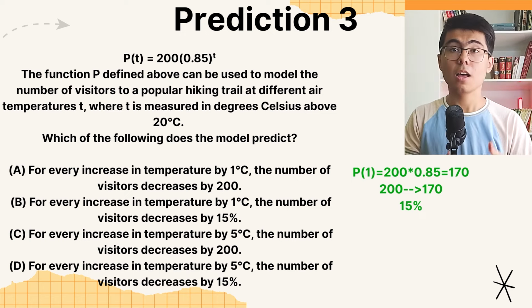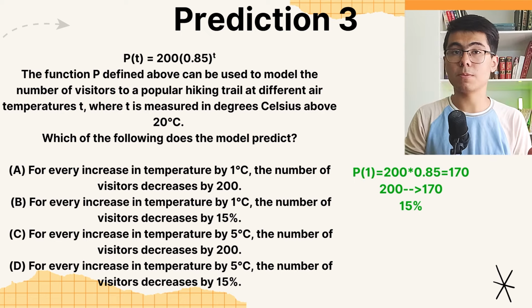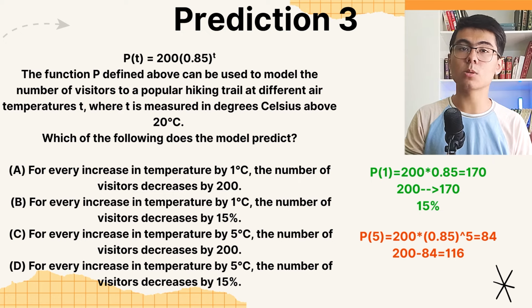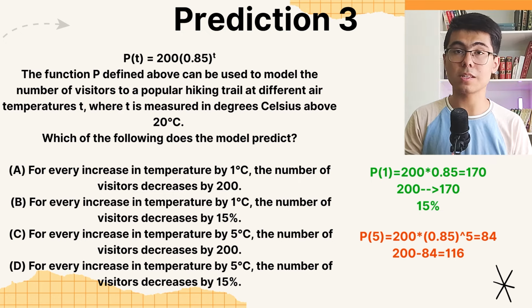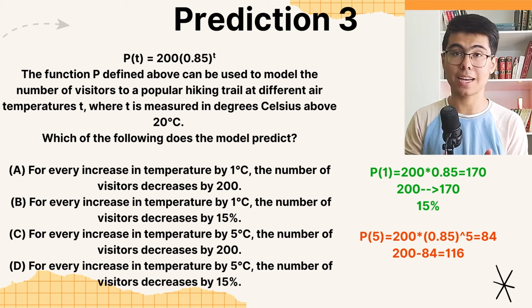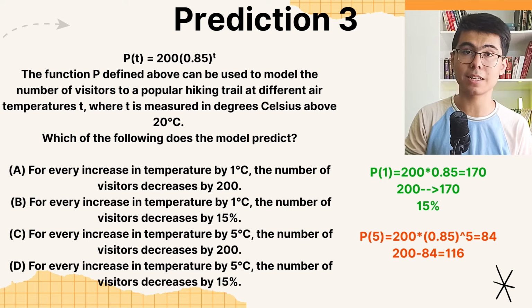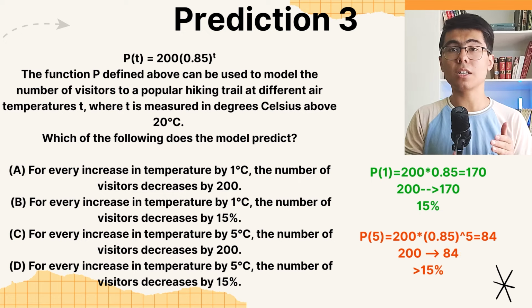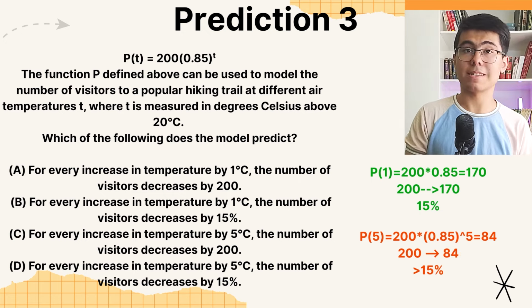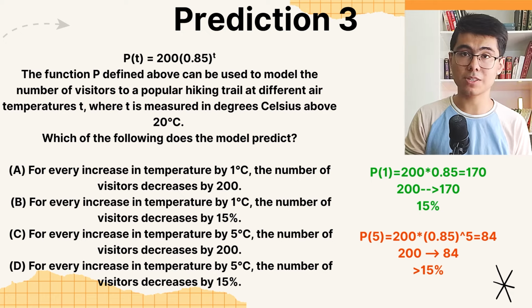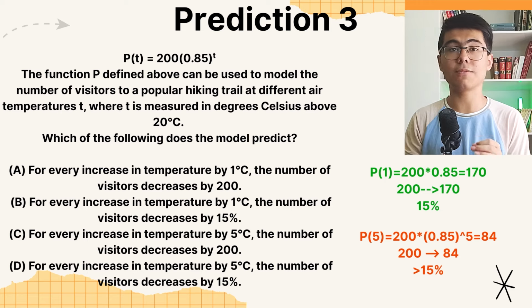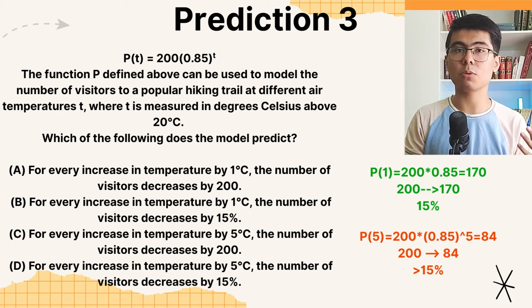Option C says for every increase in temperatures by 5 degrees, the number of visitors decreases by 200. P of 5 equals 200 multiplied by 0.85 to the power of 5, which kind of equals 84. So the decrease is 200 minus 84, which equals 116, not 200. So that's wrong. Option D says for every increase in temperature by 5 degrees, the number of visitors decreases by 15%. But P of 5 equals 200 multiplied by 0.85 to the power of 5, which sort of equals 84.